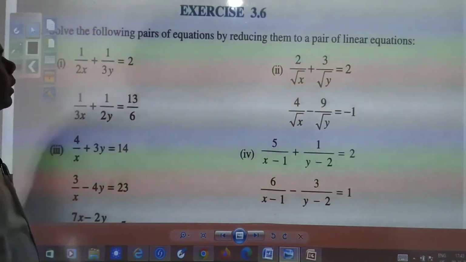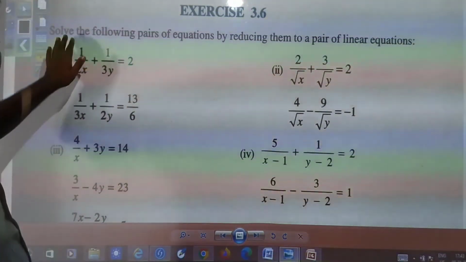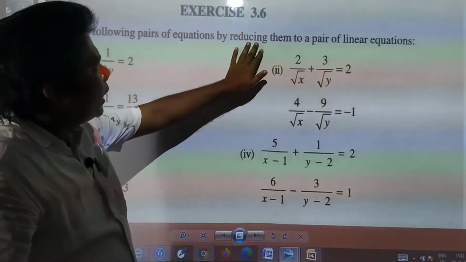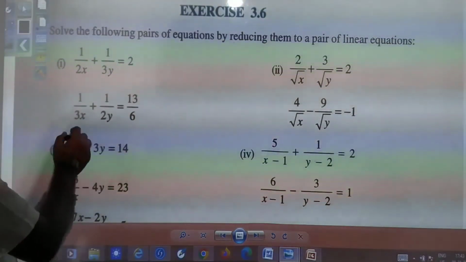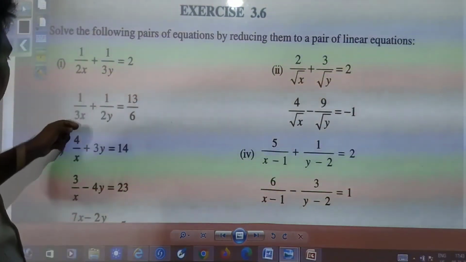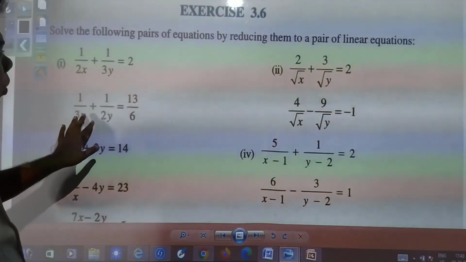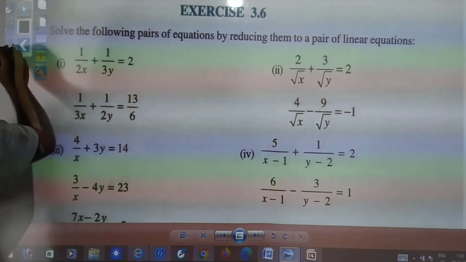Here we have exercise 3.6 and the first question: solve the following pairs of equations by reducing them to a pair of linear equations. So the first question, you see: 1 by 2x plus 1 by 3y is equal to 2 and 1 by 3x plus 1 by 2y is equal to 13 by 6. I hope you will be able to do it, but still just see how we will solve this.